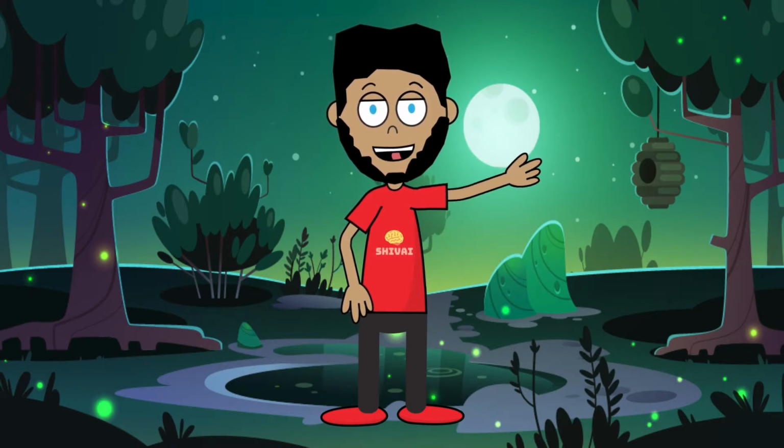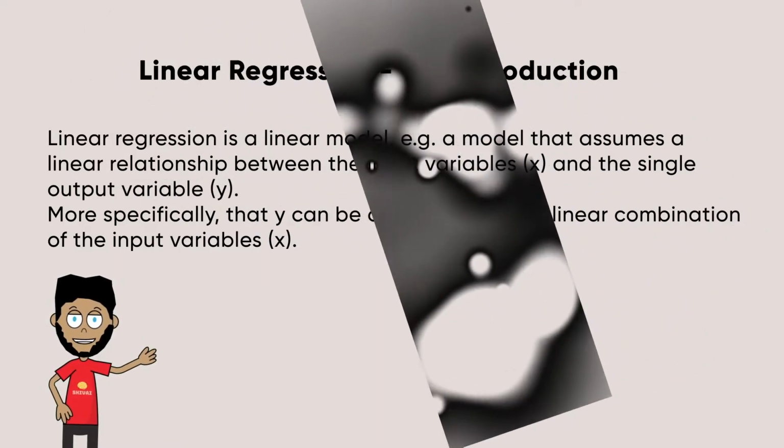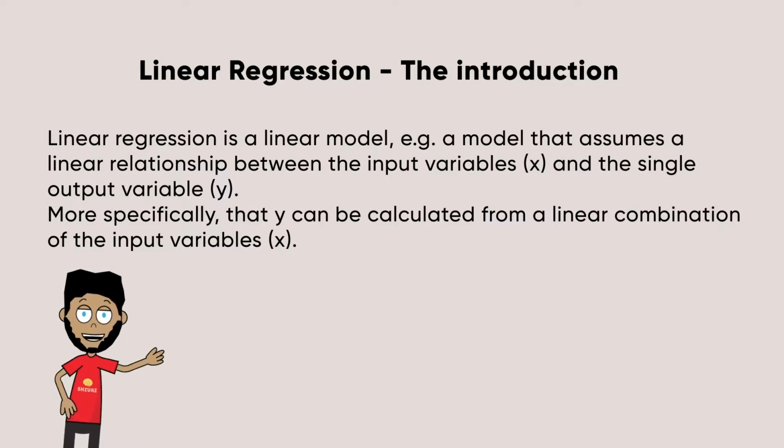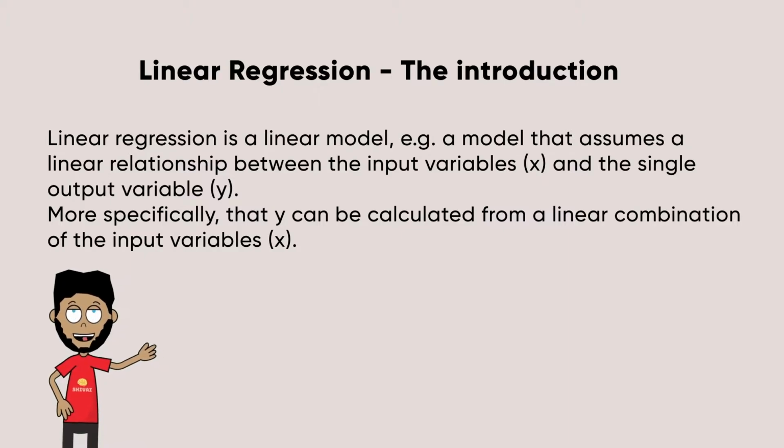So let's go. As we know, linear regression is a model that has a linear relationship between an input variable and a single output variable. We can calculate the linear combination of an input variable with respect to the output variable, and we can establish a relationship between them. So this is what a linear regression model is.